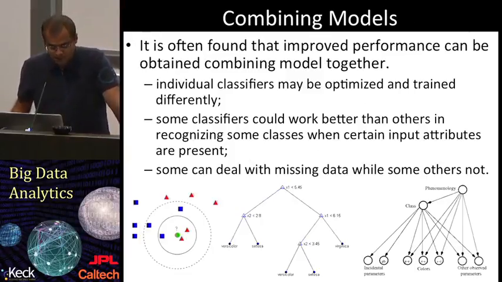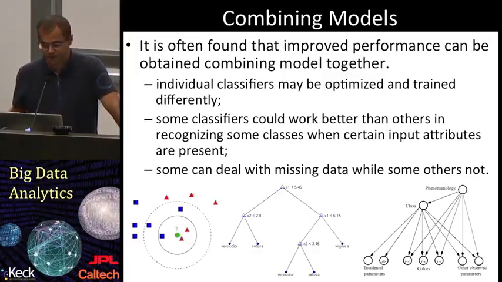Okay. So far we have talked about single models, but we can also combine them. In fact, it is often found that improved performances can be obtained combining models together in some way instead of using a single model in isolation. The advantage is that individual classifiers may be optimized or trained differently. So some classifiers could work better than others in recognizing some classes or in presence of certain input parameters. Some can deal with missing data while some others cannot, and so on.